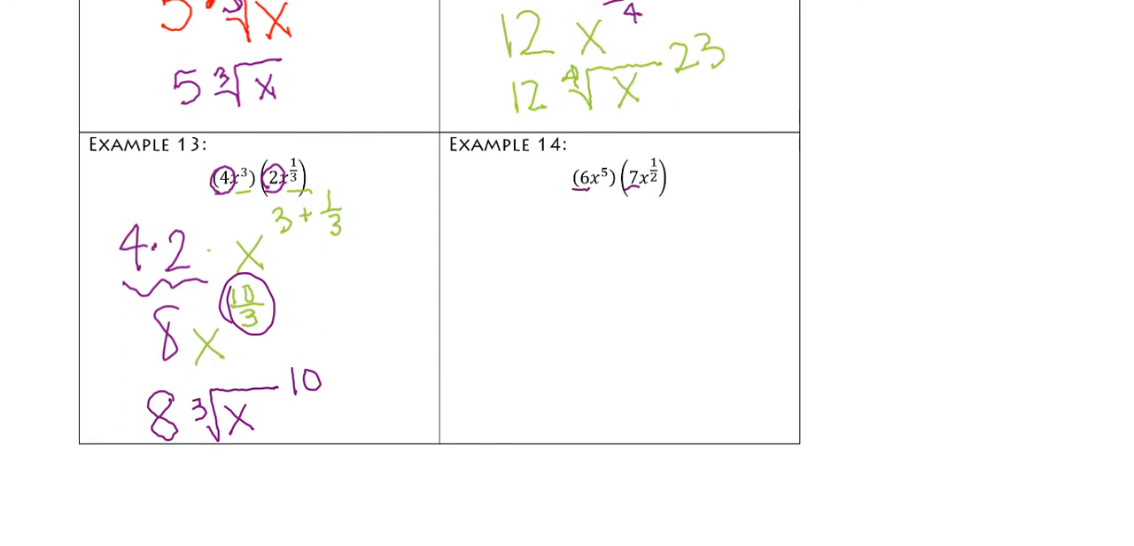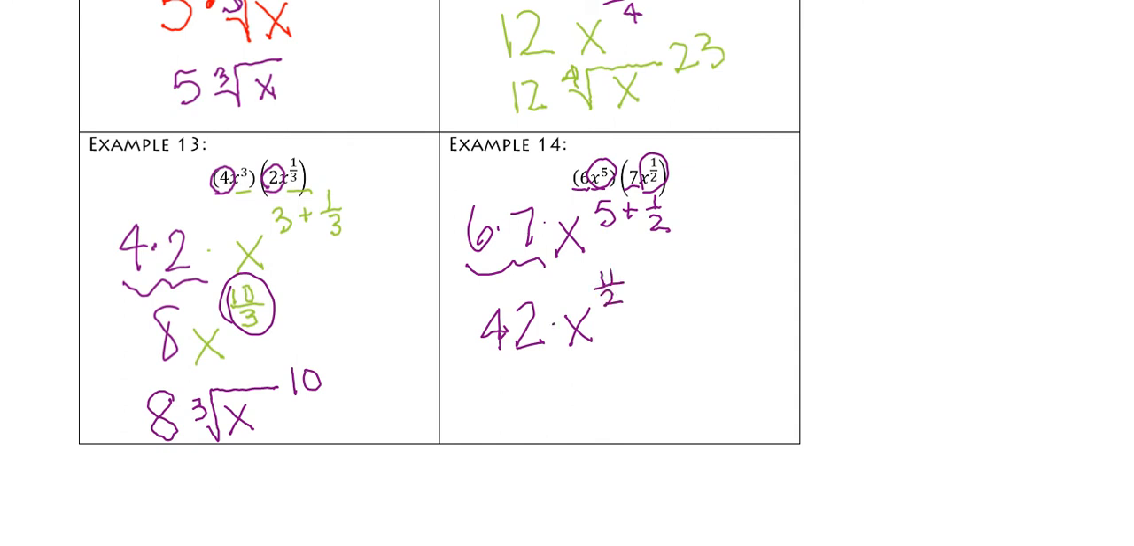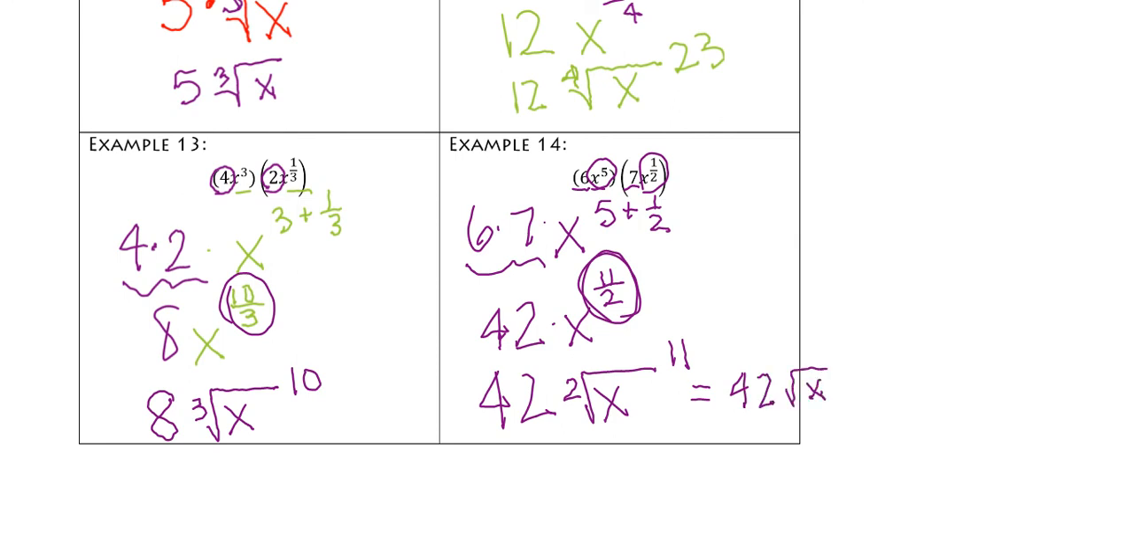Lastly, 6 times 7. Pull that out front. Bases are the same, so we keep the same base. We add the exponents. 6 times 7 is 42. x times x still, raised to the 11/2 power. We want to get rid of this fraction in the exponent, so we write 42. x is in the radical. It's a square root raised to the 11th power. And then we typically write this as 42 square root of x to the 11th power.